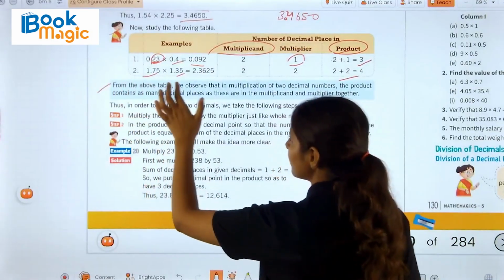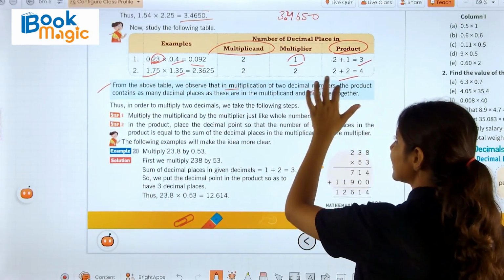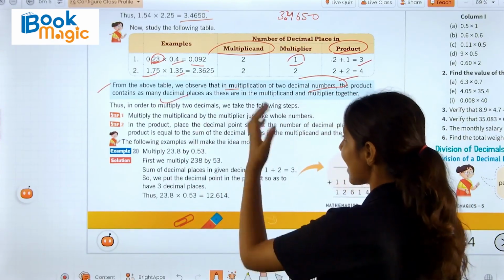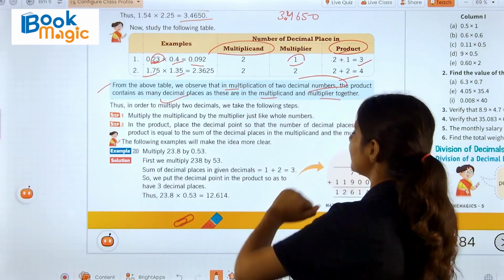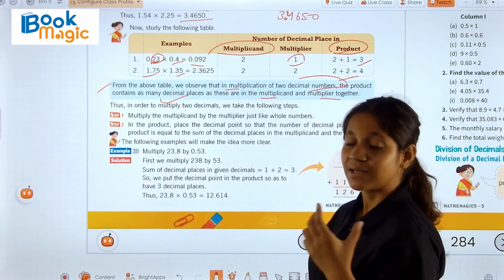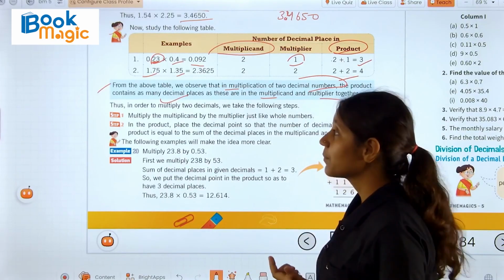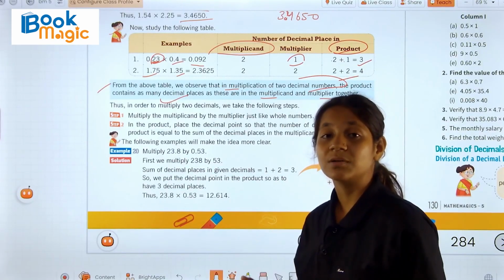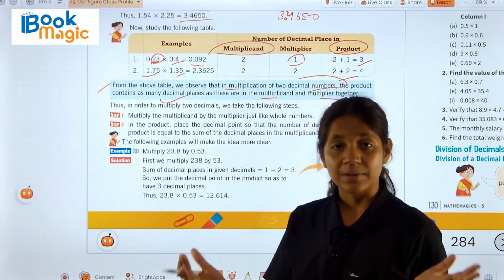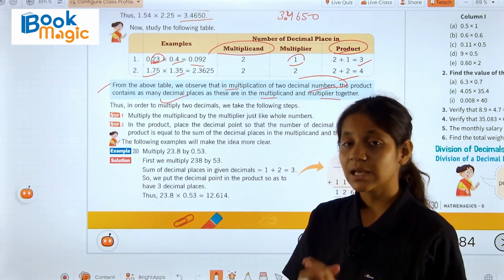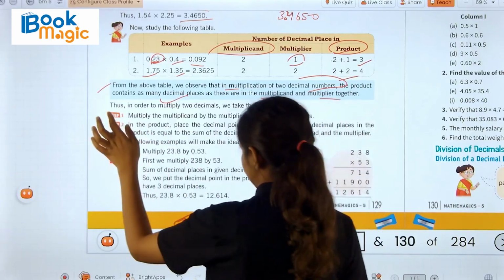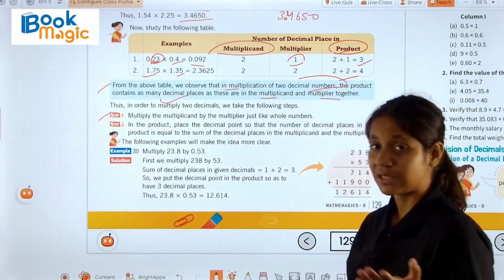From the above table, we observe the multiplication of two decimal numbers. The product contains as many decimal places as there are in the multiplicand and the multiplier together. That means we add the decimal places of the multiplier and the multiplicand, and leave that many decimal places in the product when placing the decimal. Thus, in order to multiply two decimals, we take the following steps.